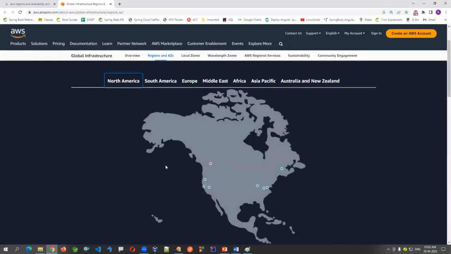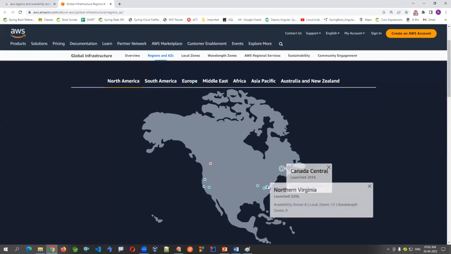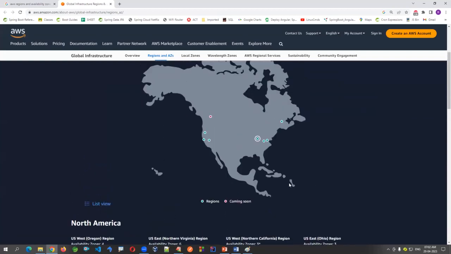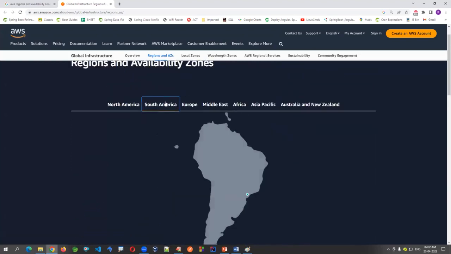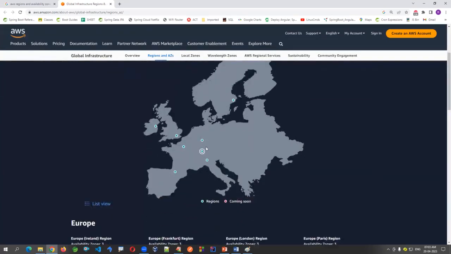You can click on the map and place the mouse over here and you can see these are our regions and availability zones. And there is one more concept called local zone. I'll come to that later. Of course, wavelength zone is also there. Whenever you see red color, that's actually coming soon. So AWS invested an amount and created some physical machines and is maintaining them in these locations. It's almost worldwide. You can see so many.